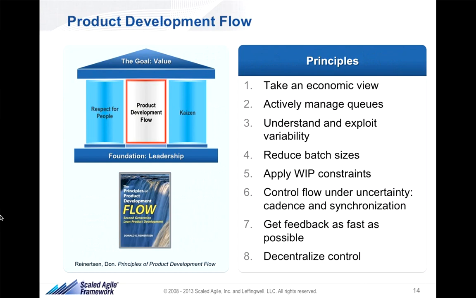It is the thing that I believe starts to separate the next generation of software development practitioners, values, and principles from the last, which is we now understand that there's a number of key principles that apply no matter whether we're building an HP disk drive or a Battleship or a BMC Performance Manager piece of software. And you can read these here. I'm going to talk about one or two, but they are: take an economic view, actively manage queues, understand and exploit variability, reduce batch sizes, apply work and process constraints, control flow under uncertainty using cadence and synchronization, get feedback as fast as possible, and decentralize control.